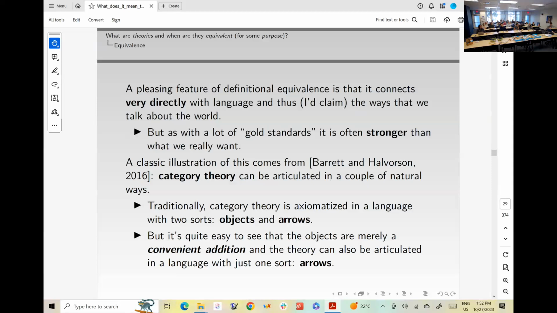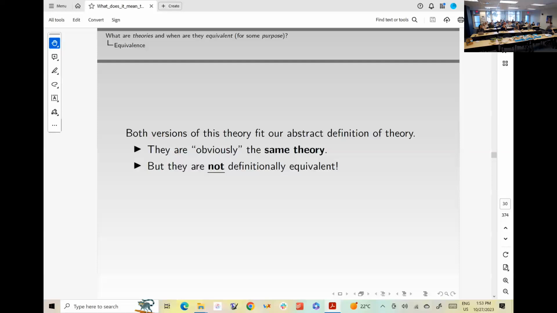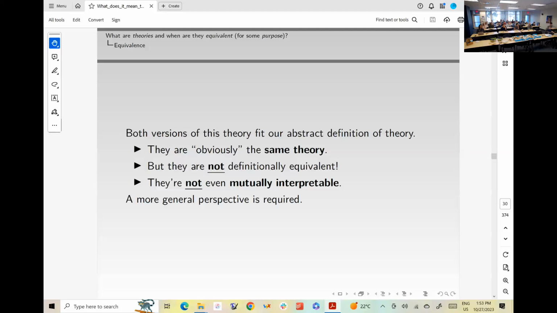Okay. We don't need to know too much about what category theory is to talk about this, but both of these theories fit our abstract definition of a theory, and they're obviously the same theory. Anyone using them would go, yeah, they're the same thing. We just made a slight change to things. But they're not definitionally equivalent. Okay, so that's a bit of a pain. They're not even mutually interpretable. So a more general perspective is required. The thing that's gone wrong is that one theory is two-sorted and one theory is one-sorted, and the ordinary apparatus of interpretation doesn't usually allow us to do this.